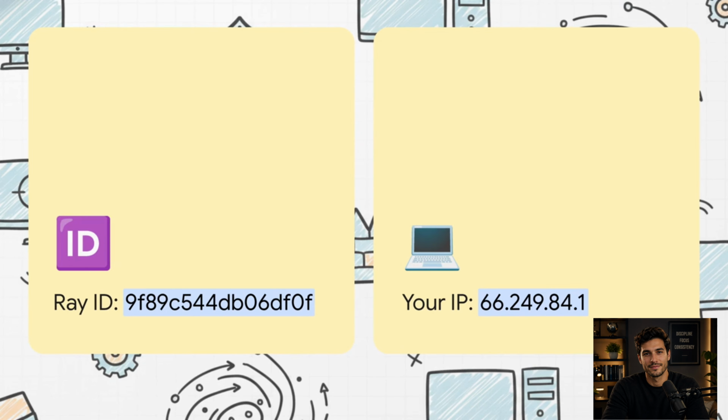And right here, we see the definitive digital fingerprints left at the scene. We have our Cloudflare Ray ID on the left, 9F89C544DB06DF05. And paired right next to it, we have your specific IP address, 66.249.84.1. This starkly displays the exact relationship between you and the block. The security system has logged exactly who knocked on the door, represented by your IP address, your digital location, and the exact receipt of that denied transaction, represented by the Ray ID. Together, they form an absolutely indisputable time-stamped log entry.